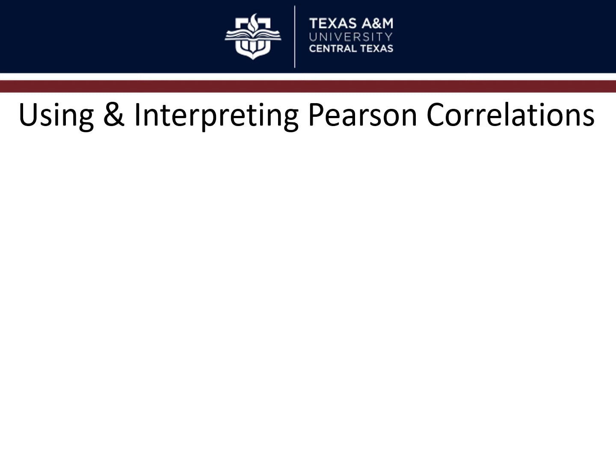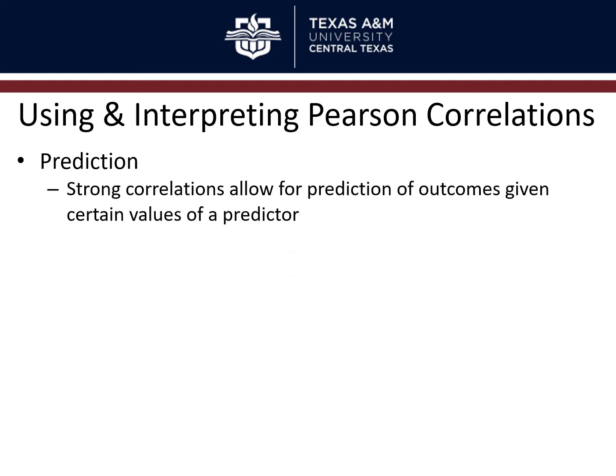Okay, using and interpreting Pearson correlations. Used for a couple things. One, used for prediction. When you have really strong correlations between variables, that allows for prediction of outcomes given certain values of a predictor. If two things are highly correlated, say GRE scores were highly correlated with graduate school GPAs, that means I could look at people's GRE scores and make some predictions about how well they're going to do in graduate school. And just FYI, there's not a strong correlation.